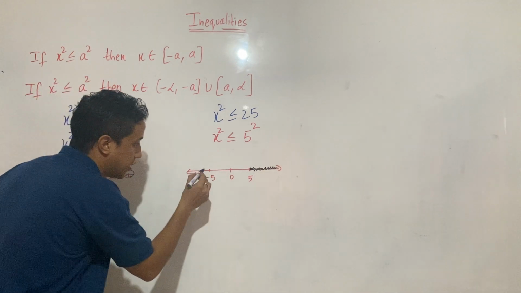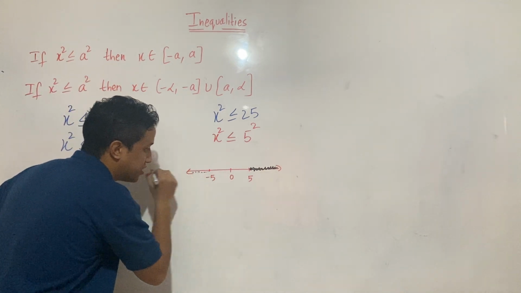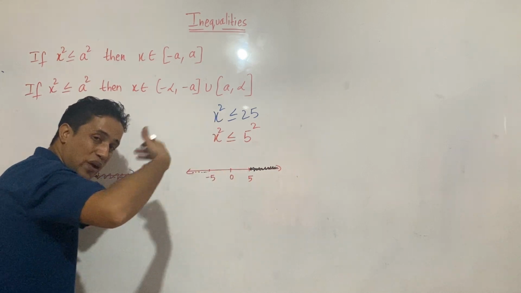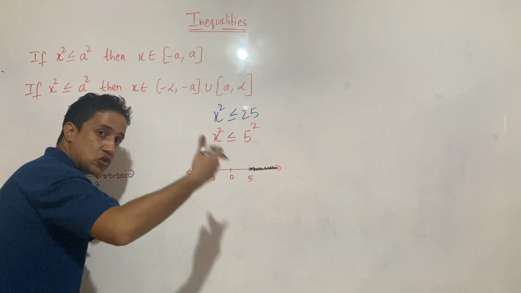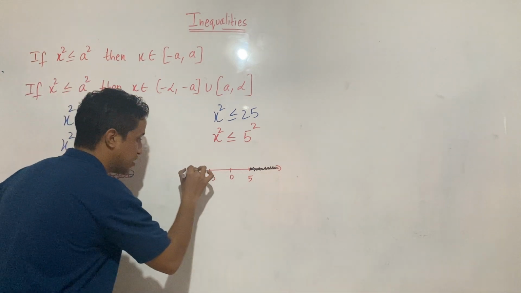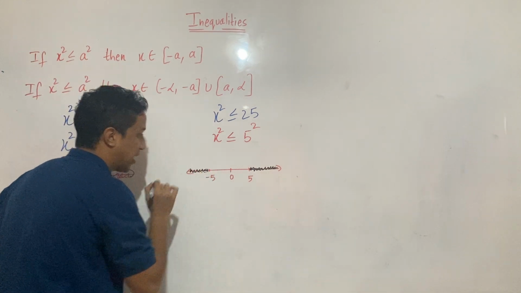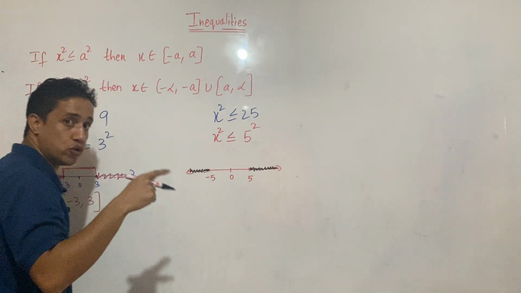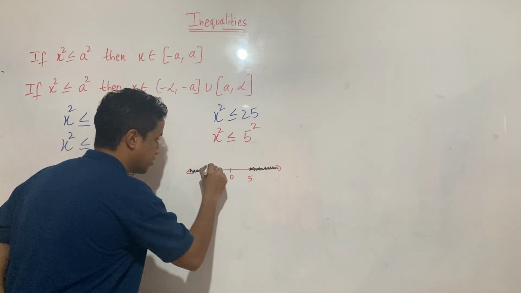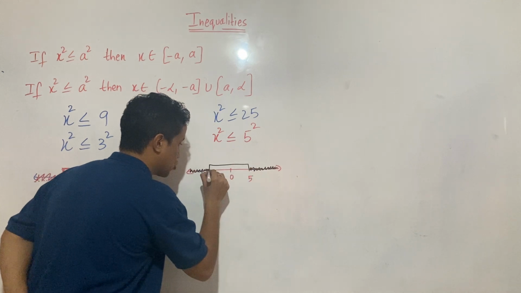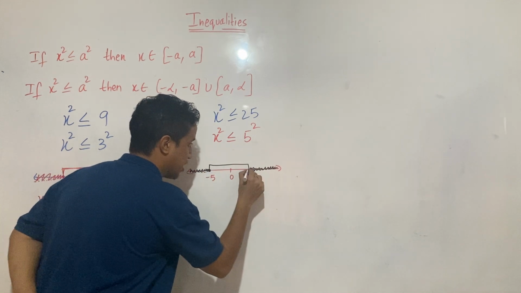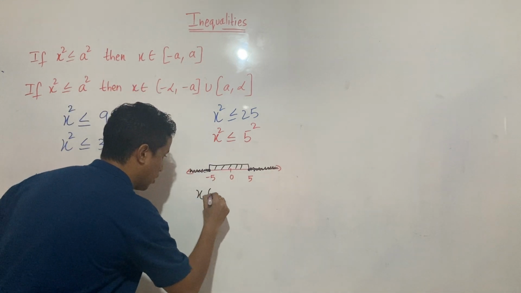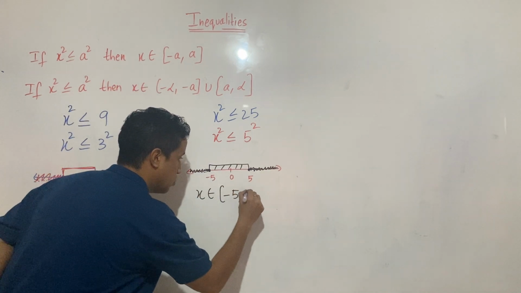And similarly here, if you keep on decreasing the value of x, then the value of the square is going to take higher values. So in this region, x square is going to be greater than 25. So what region are you left with for x? This region. And these are going to be solid dots, meaning they are included. So here your x belongs to minus 5 to 5.